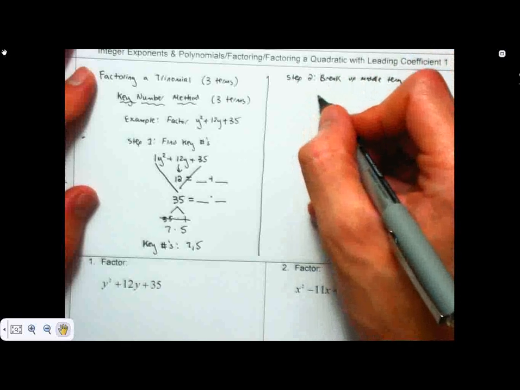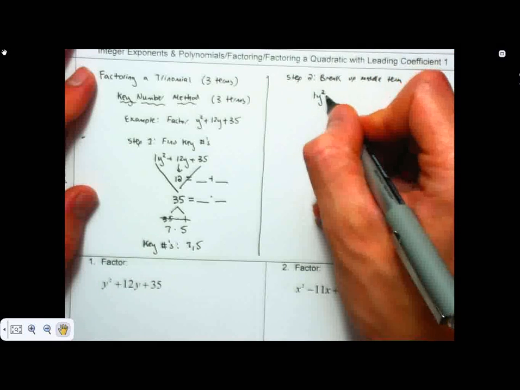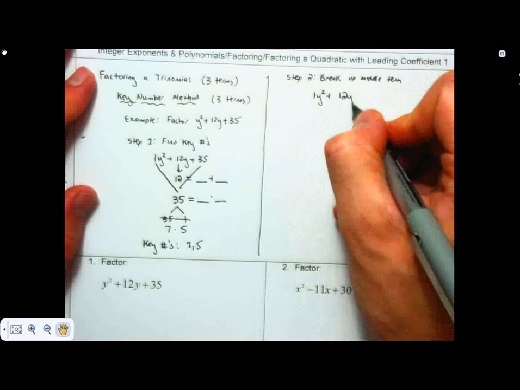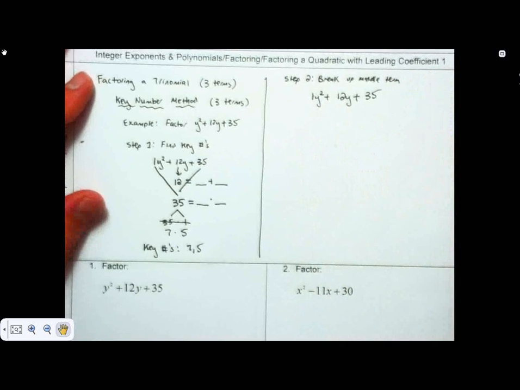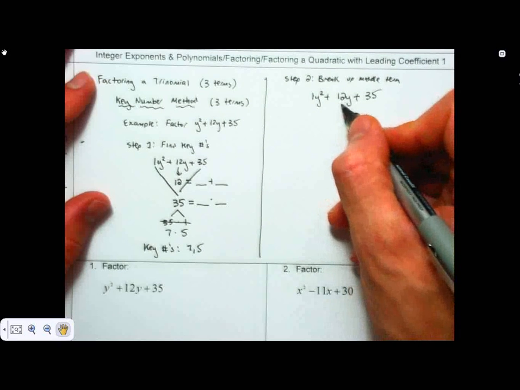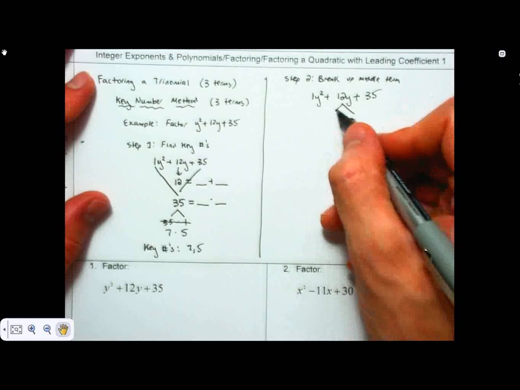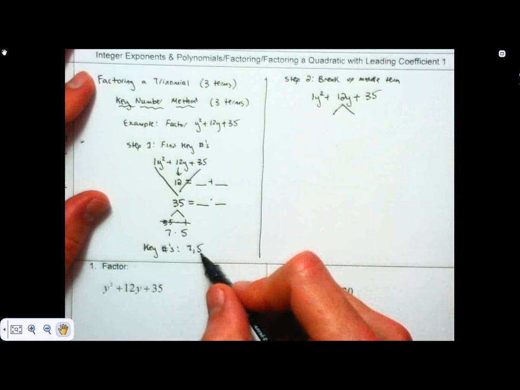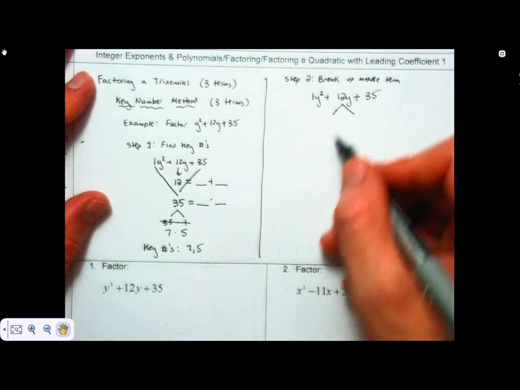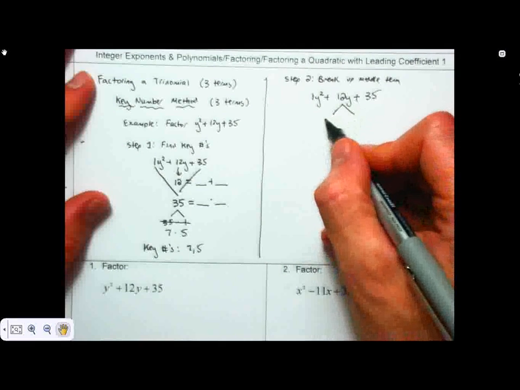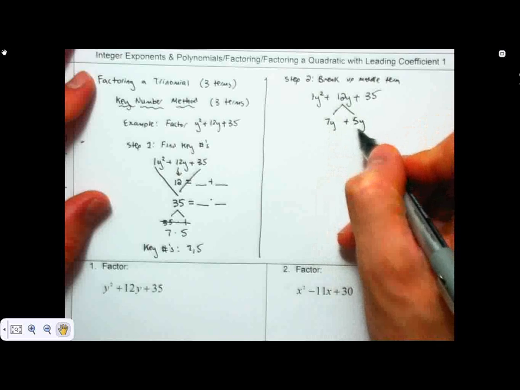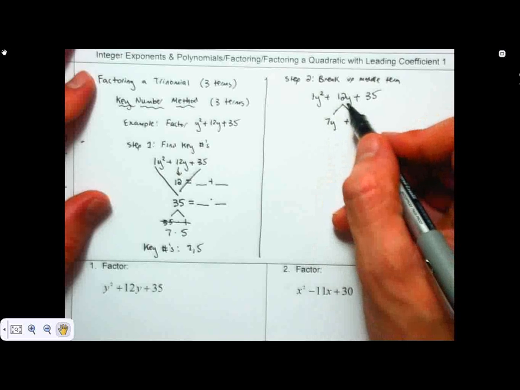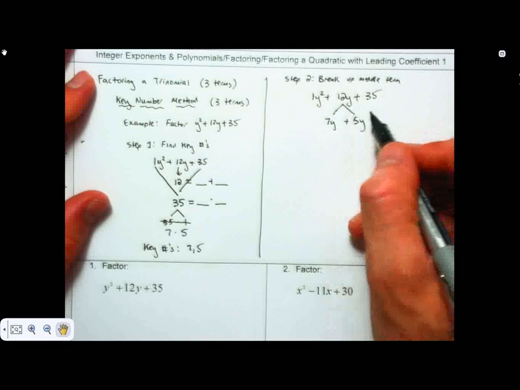What I mean by that is, just as we talked about in the last video, when we're factoring, we should never really change the original expression. We change what it looks like a little bit, but we don't change its value at all. So instead of writing 12y that way, I'm going to use our key numbers to write it in a different way. Since I have 12y, I'm going to break that into 7y plus 5y. Notice that if I add those two together, that's still 12y, so I haven't changed what I started with.